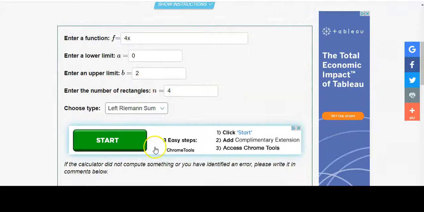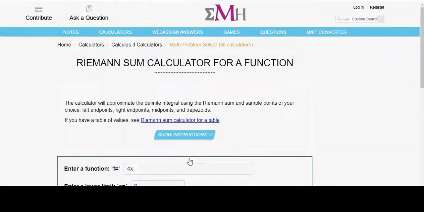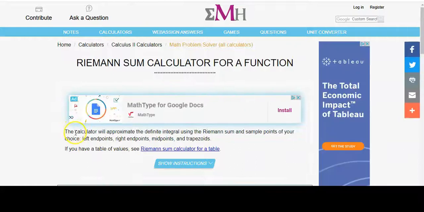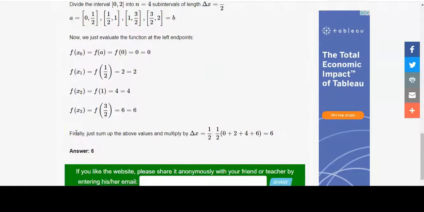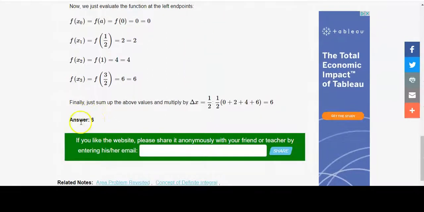Okay, scroll down here. Do not click the green thing. If I calculate it, it's going to think for a second. And then when we get to the bottom, it's going to tell you that your answer was 6. This is what I already did for you, where we figured out what the base was and what the height was of each rectangle, and then we just add them all together.